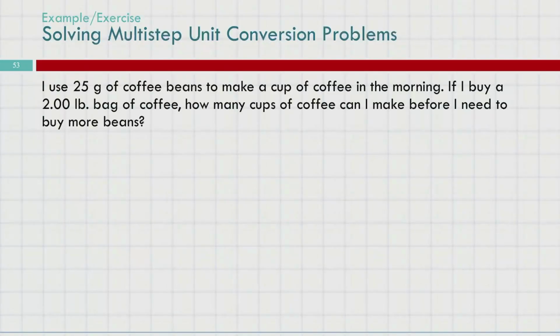All right, hopefully that was at least enough time to get started. What are we given? What information have we been given here? We use up 25 grams of coffee and a bag of coffee is 2 pounds. Yeah, so we've got this 25 grams of coffee, and we've got a 2-pound bag of coffee. What are we trying to find? How many cups of coffee? We're trying to find cups of coffee. So our end goal, I'm going to call it C of coffee.